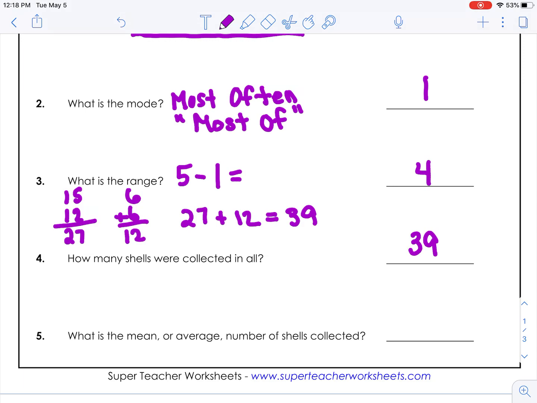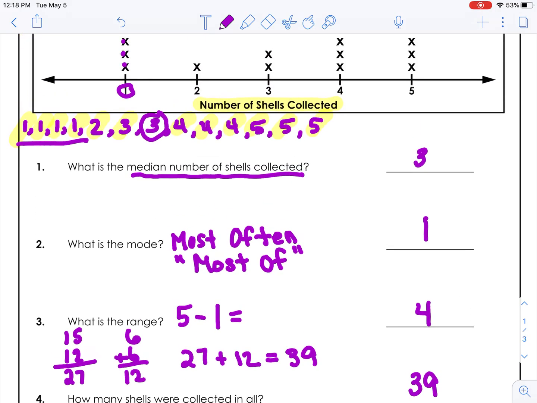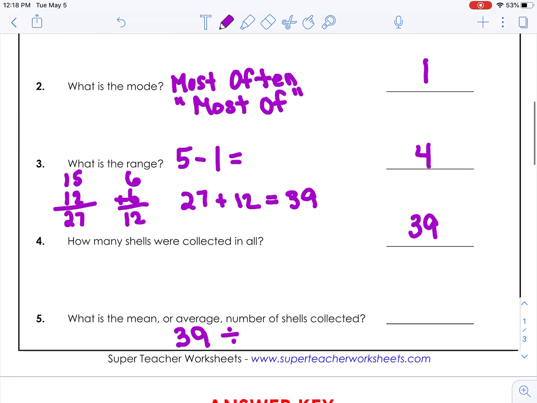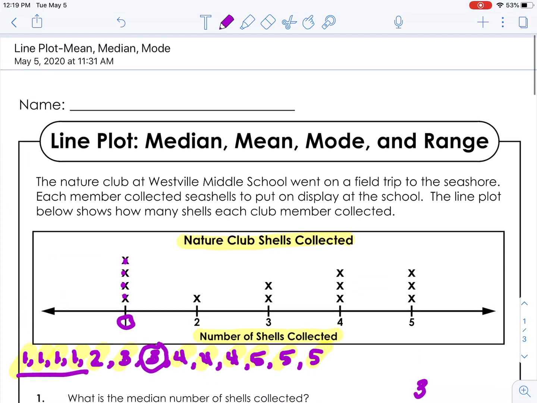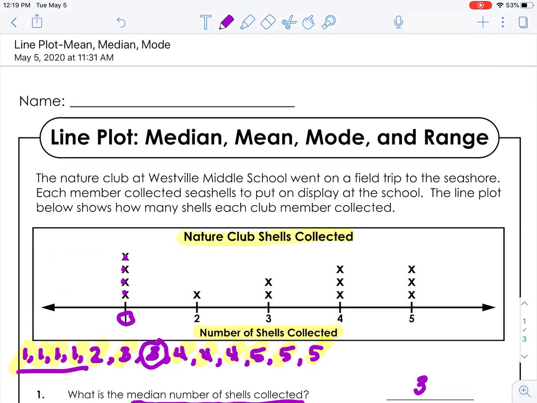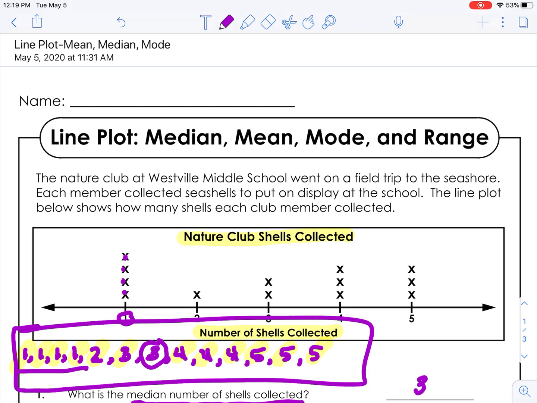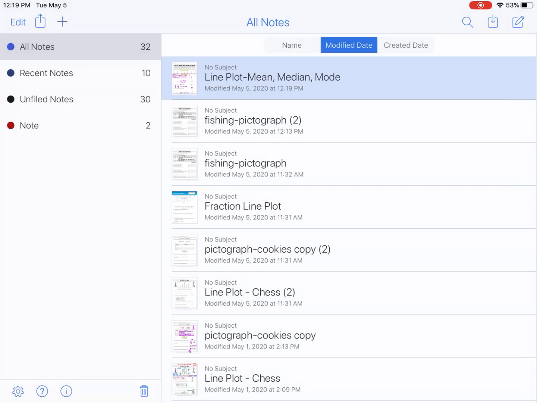And then it says, what is the mean or the average? To find the mean, you add all your shells together, which was 39, and then you divide it by how many pieces of data we have. So we have to count our pieces. We have 1, 2, 3, 4, 5, 6, 7, 8, 9, 10, 11, 12, 13 pieces of data. So we take 39 and divide it by 13, and we get 3. So the average person collected 3 shells. That is how to find the median, mean, mode and range from a line plot. The biggest key, like I said, is to write out your data like that.